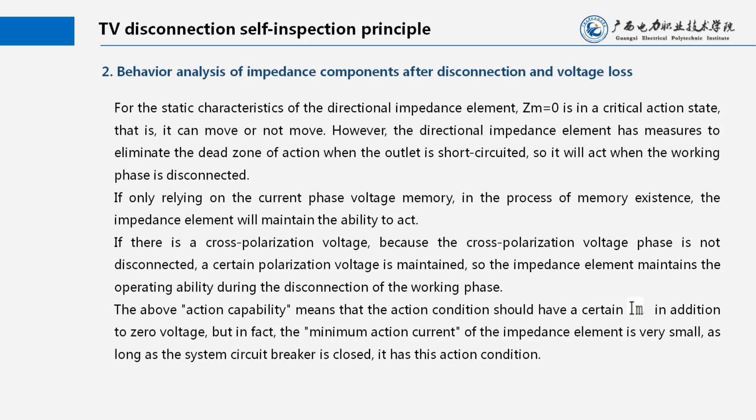If only relying on the current phase voltage memory, in the process of memory existence, the impedance element will maintain the ability to act. If there is a cross-polarization voltage, because the cross-polarization voltage phase is not disconnected, a certain polarization voltage is maintained, so the impedance element maintains the operating ability during the disconnection of the working phase. The above action capability means that the action condition should have a certain Im in addition to 0 voltage. But in fact, the minimum action current of the impedance element is very small. As long as the system circuit breaker is closed, it has this action condition.